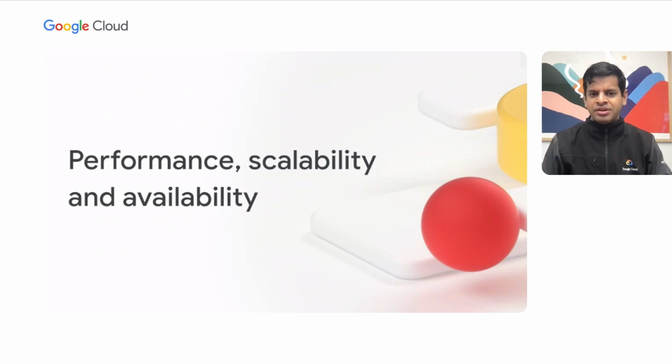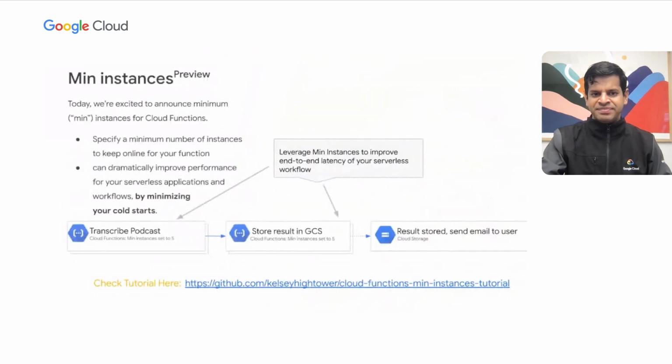Along with the programming model, functions offer key performance, scalability, and availability capabilities. We are super excited to ship the min instances capability in Cloud Functions. Cold starts are a real problem in serverless, where whenever your function starts up, you have a startup tax. Min instances lets you mitigate this problem, with pre-warmed instances. So for example, in this podcast transcription application, you can have a set of pre-warmed instances with each of your functions in order to improve end-to-end latency of your serverless workload. Here is a GitHub tutorial as well. Please feel free to check it out.